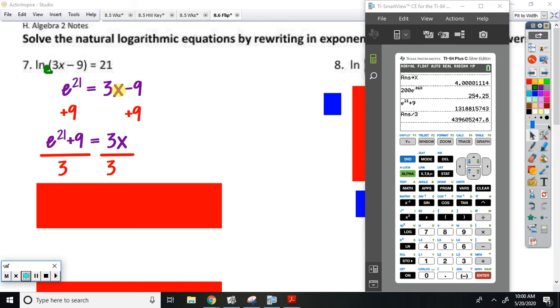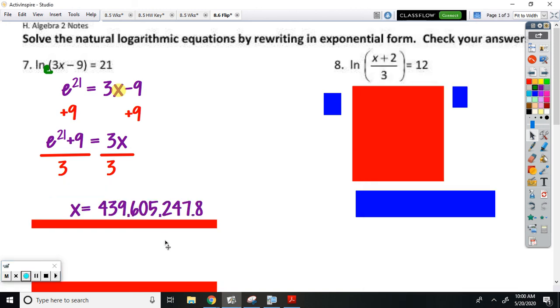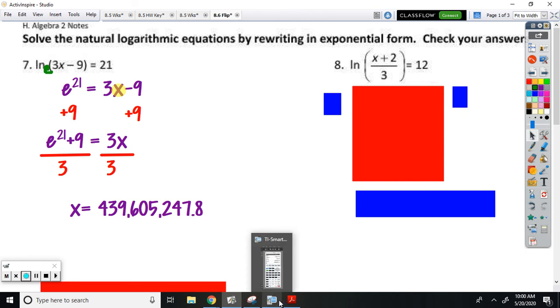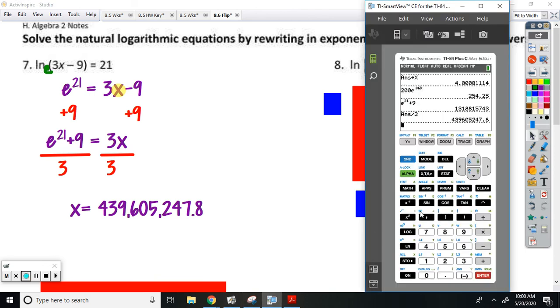Again, once we type that in our calculator, we should get this big old number as our answer. Now remember, if you'd like to check that answer, we just have to press store for x and hit enter. Now we go back and type in the original equation, natural log of 3x minus 9 equals 21.